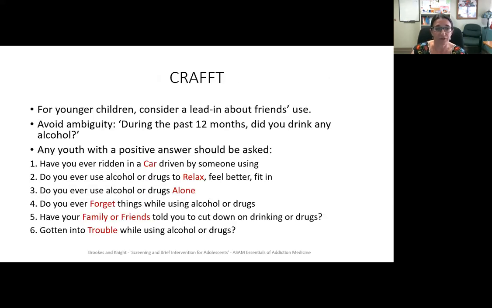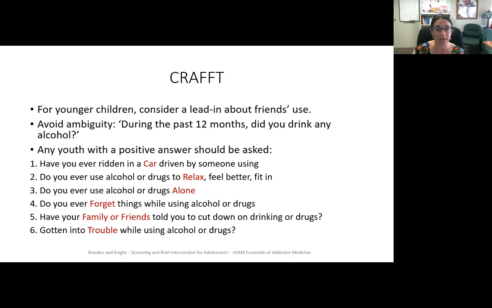Here's the CRAFFT. For younger children, you might consider a lead-in about friends' use, just to make it a little less abrupt. Avoid ambiguity though. So really just ask straightforwardly, during the past year, did you drink any alcohol? And any youth with a positive answer should be asked the following questions.